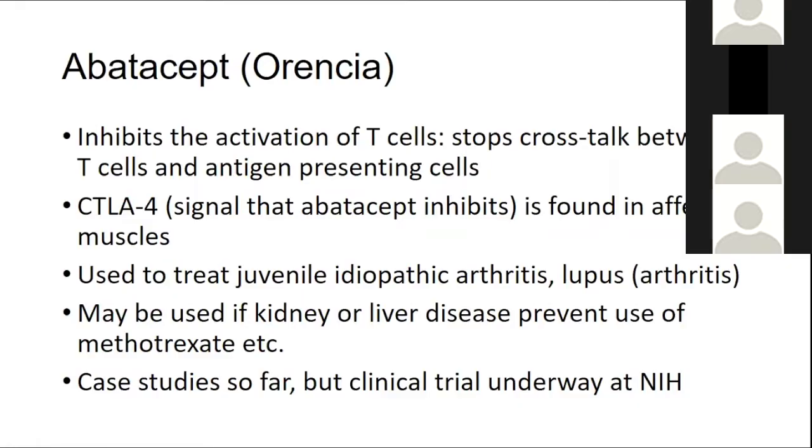We use it in lupus patients who have arthritis. And it's a good medication if liver or kidney disease prevents use of other medications like methotrexate. So there are case studies showing improvement of myositis with the use of Abatacept. And there are larger groups of patients now who have been treated with this medication that have shown it to be effective.